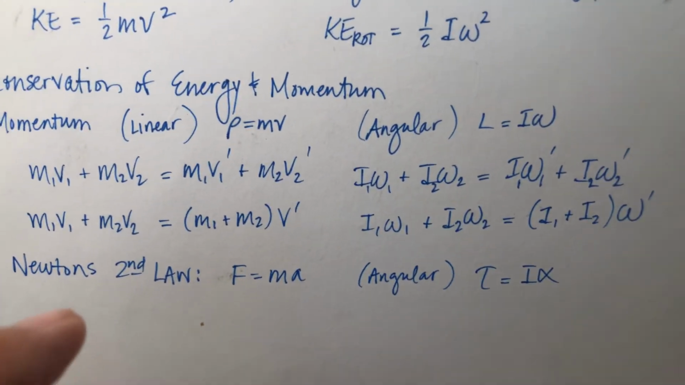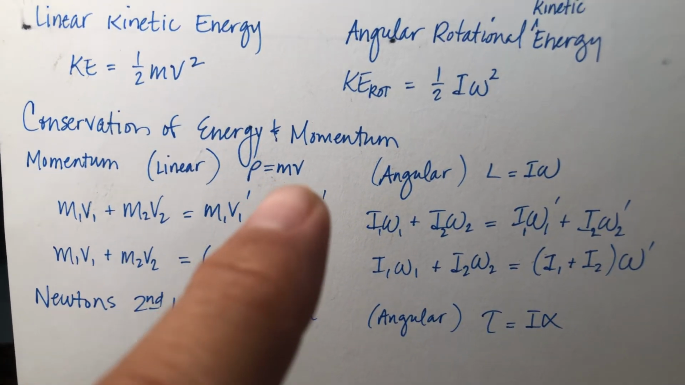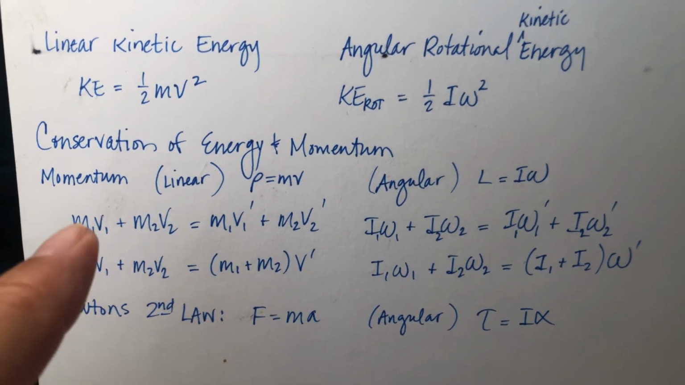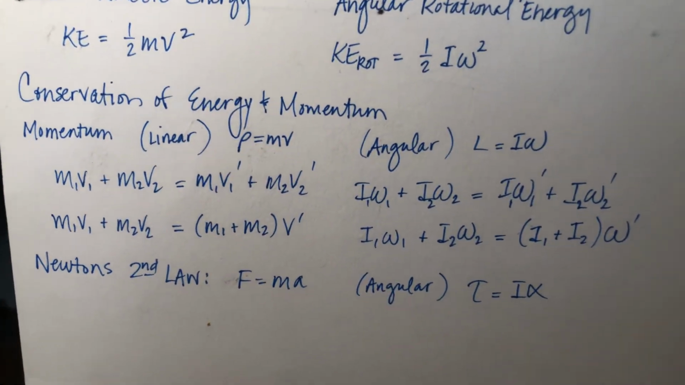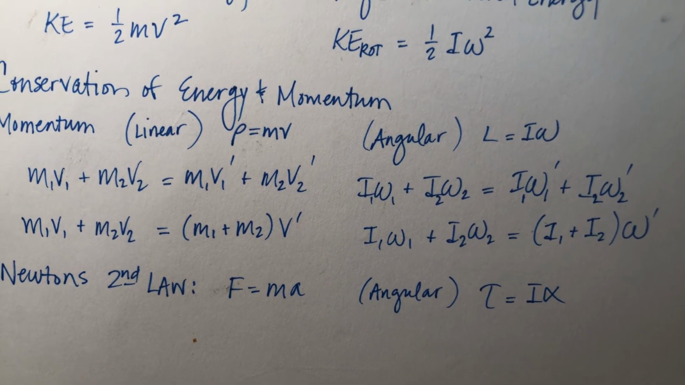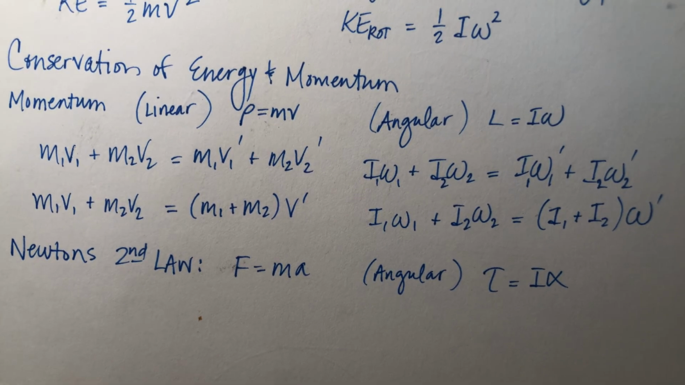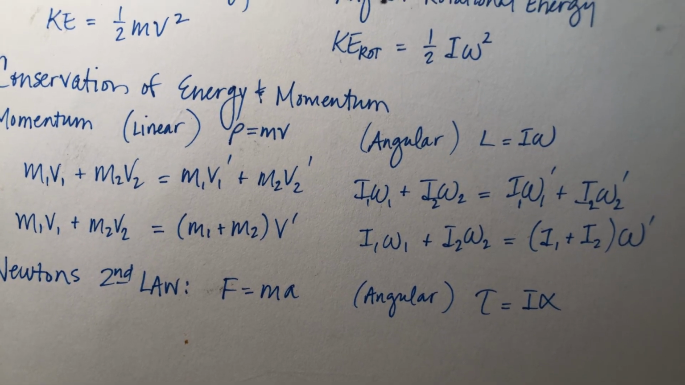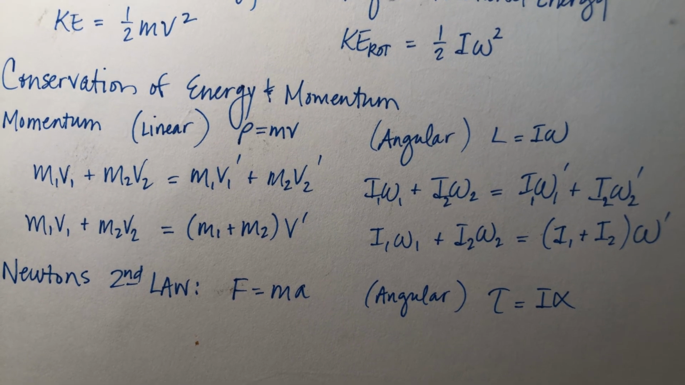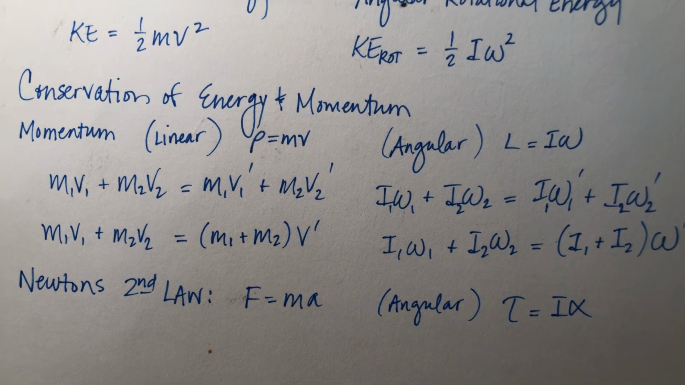Okay, so conservation of energy and momentum. Linear momentum is mv, angular momentum L equals I omega. Here are the comparisons of the linear and the angular equations, including Newton's second law, F equals ma. For the angular version of that, instead of force, it would be torque. M would be substituted with I, and acceleration a would be substituted with alpha. There you go.